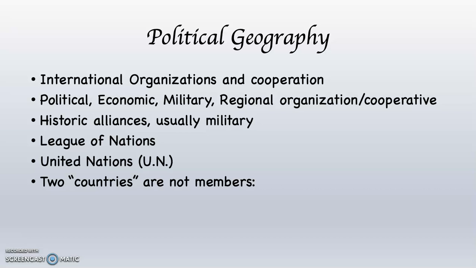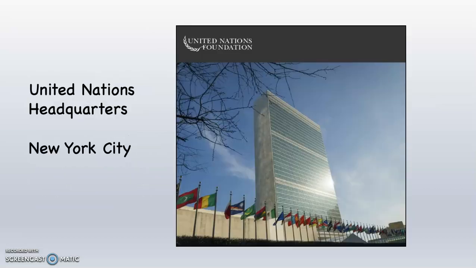You tell me, who are the two countries? Okay, I'll wait. You, over there with your hand up. Excellent. Anybody got the other answer? That's correct. Very good. Taiwan and the Vatican. Those are the two countries that are not members of the UN. All the rest of the countries in the world are part of the UN.